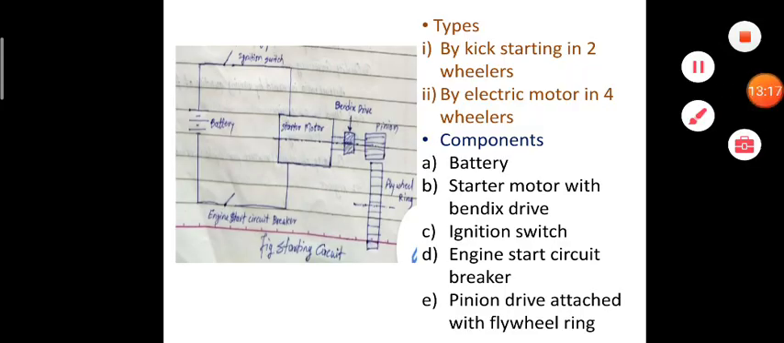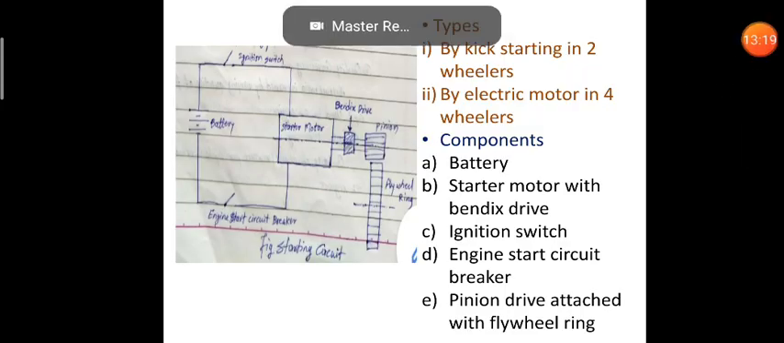Engine start circuit breaker is used to cut off the supply to the starter motor when the engine achieves the necessary speed. Starter motor with Bendix drive is used to make or break a connection with the pinion. Now the starting motor is driven by current drawn from the battery. It has to be powerful enough to crank the engine. Now we will study the working of the starting system.